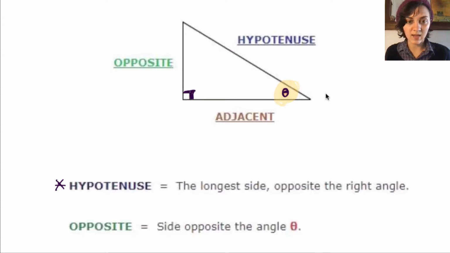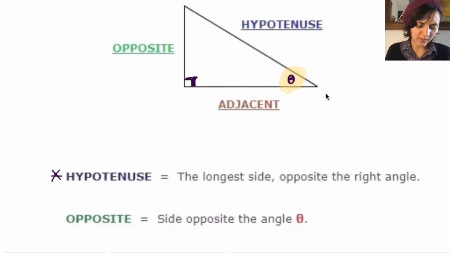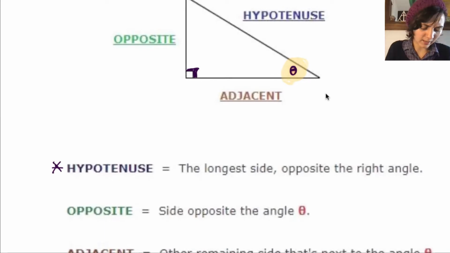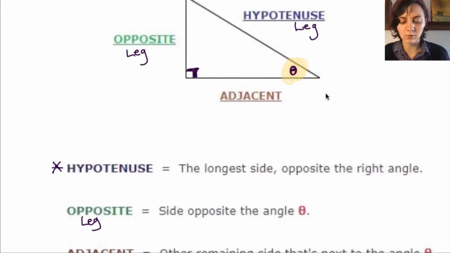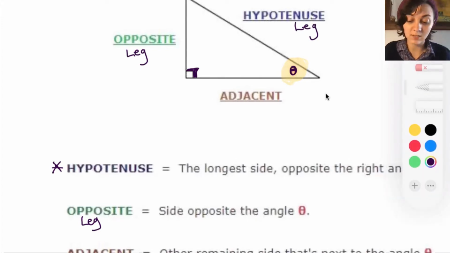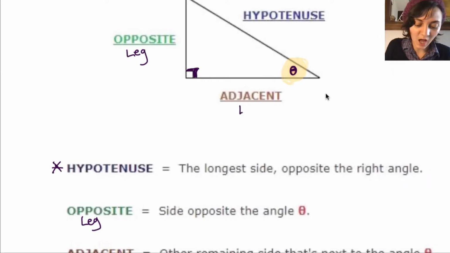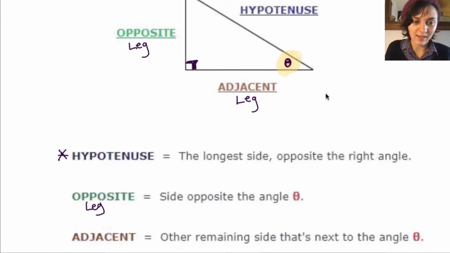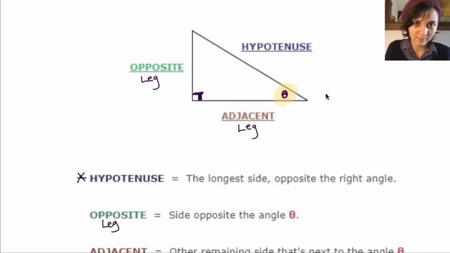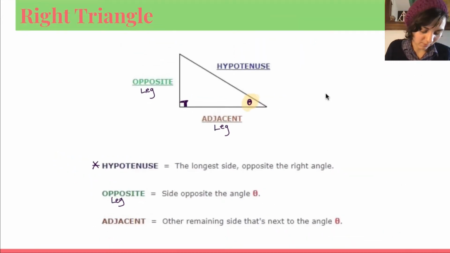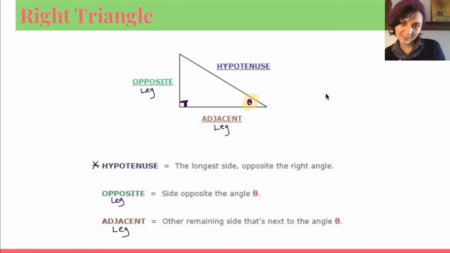Next, the opposite. More specifically, we call this the opposite leg, because this is a leg, and this is also a leg. Oopsies, the hypotenuse is not a leg. I made a mistake. All the sides other than the hypotenuse are called legs. So we have the hypotenuse, and then we have our opposite leg and our adjacent leg. Those are legs. And then I have the hypotenuse.